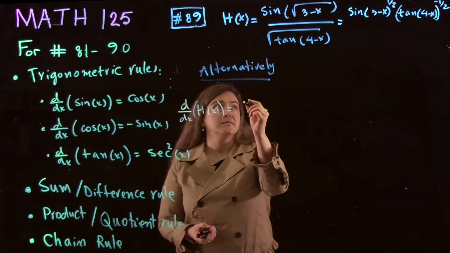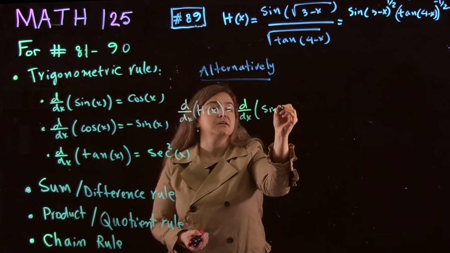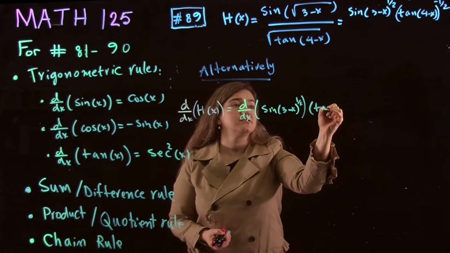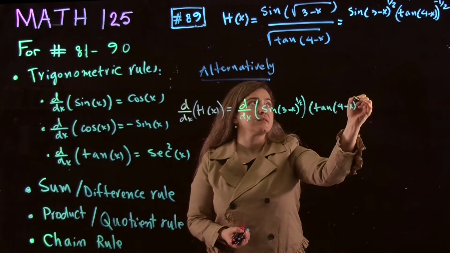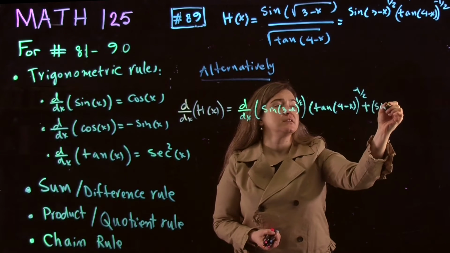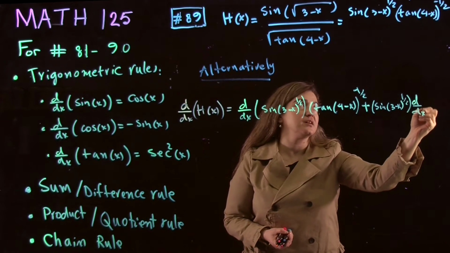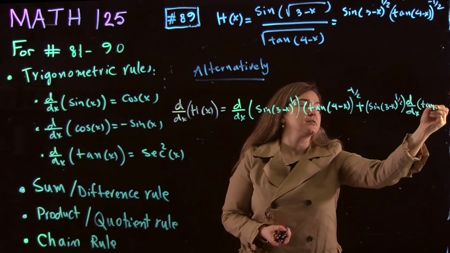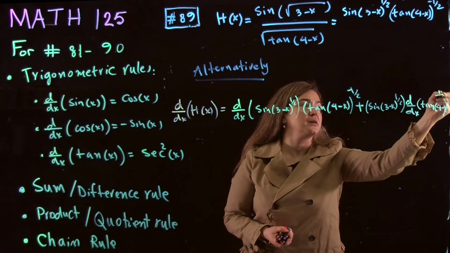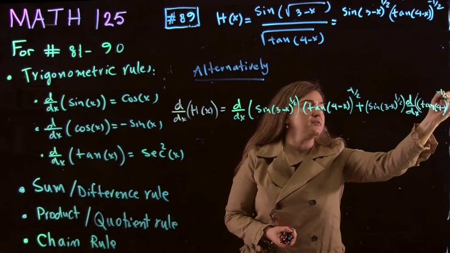derivative of the first factor times the second factor plus first factor times the derivative of the second factor. To power negative 1/2.